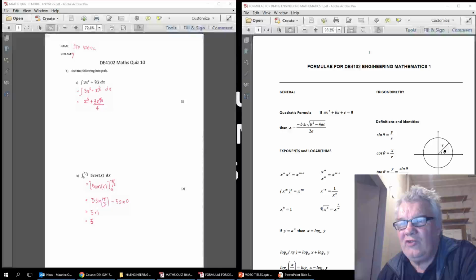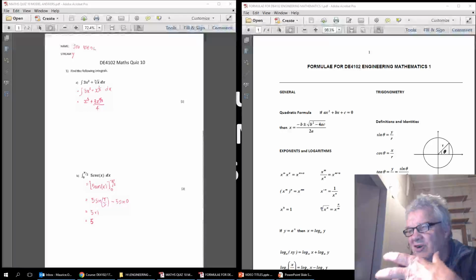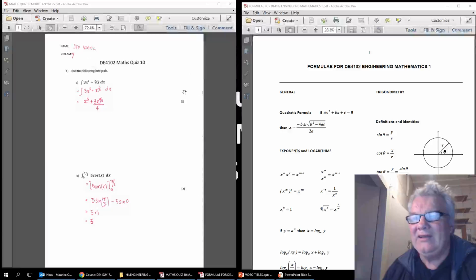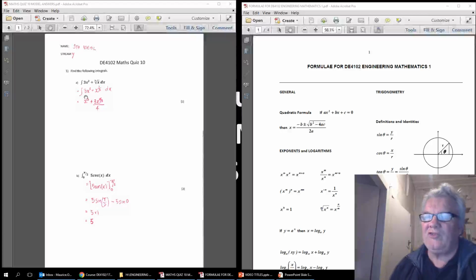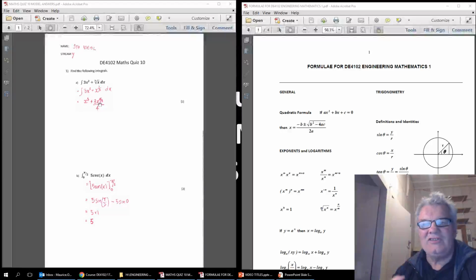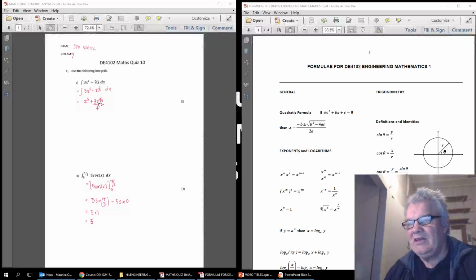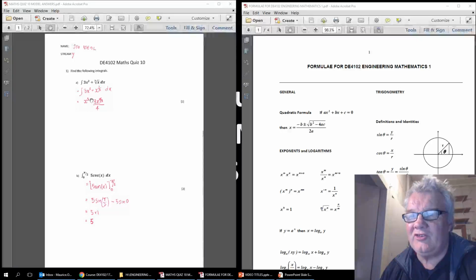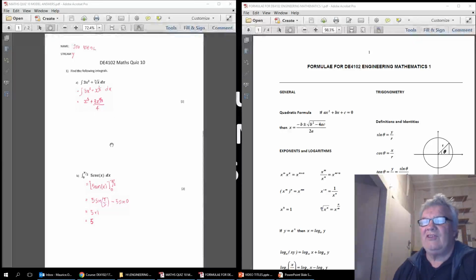So 3x squared. Well, we know that when we integrate, it's going to go up a power, so that's going to be a 3 there, and then we usually divide through by that power, so that's going to give us x cubed. And then if we differentiate x cubed, going back the other way, we get 3x squared, so that's fine.